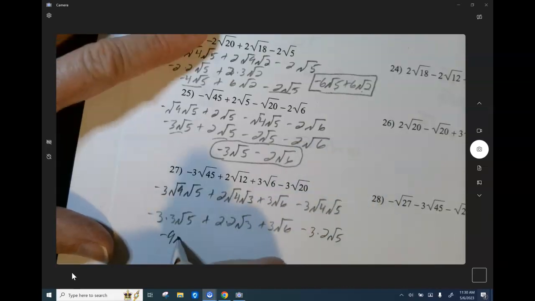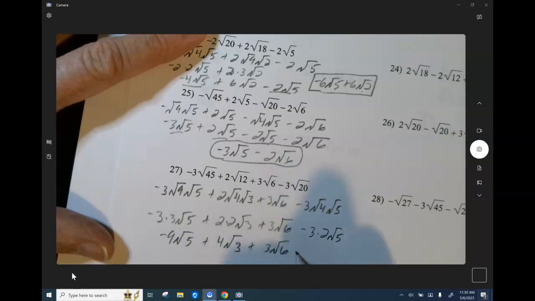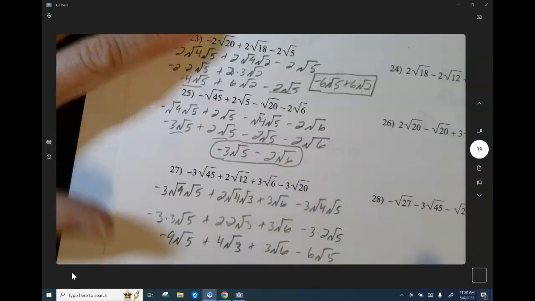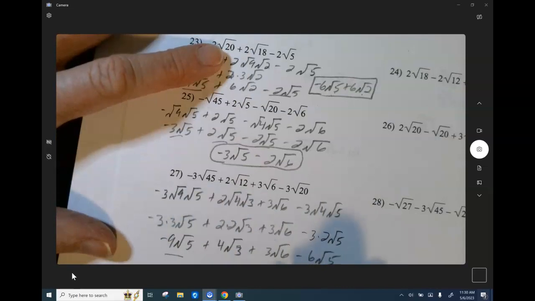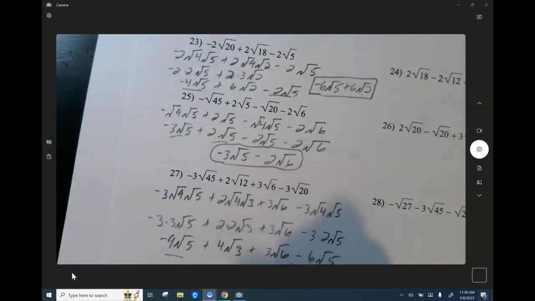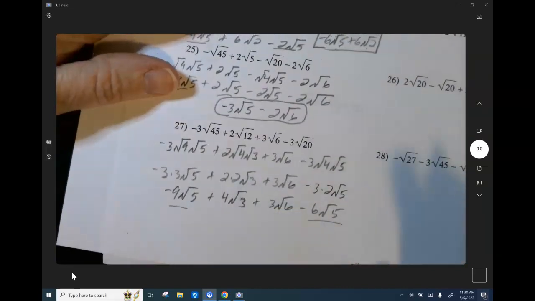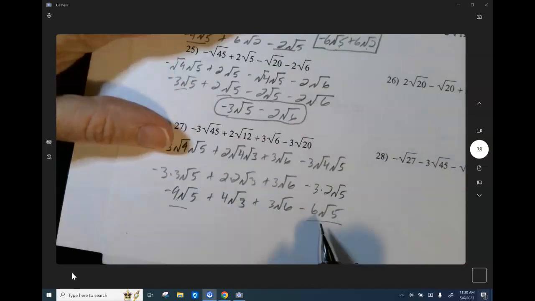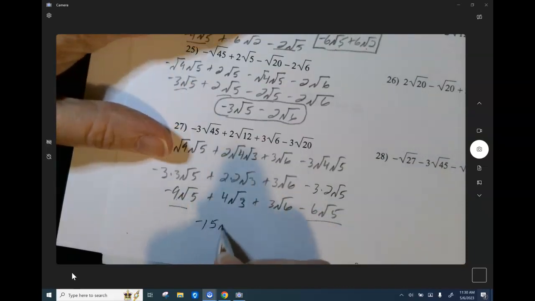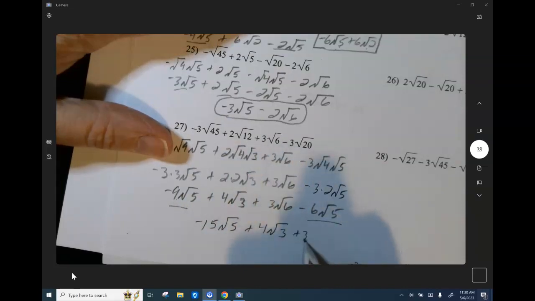So that gives us negative 9 square root 5 plus 4 square root 3 plus 3 square root 6 minus 6 square root 5. So the only like terms are these right here. Now what they're trying to give you, the reason they're giving this one, they're hoping that you're going to go, oh, 6 breaks down into 3 and 2. Well, it does, but that doesn't give you a perfect square, so it doesn't do any good. So I'm going to combine negative 9 and negative 6. That's going to be negative 15 square root 5 plus 4 square root 3 plus 3 square root 6. And that's all. That's as simple as you can get it.